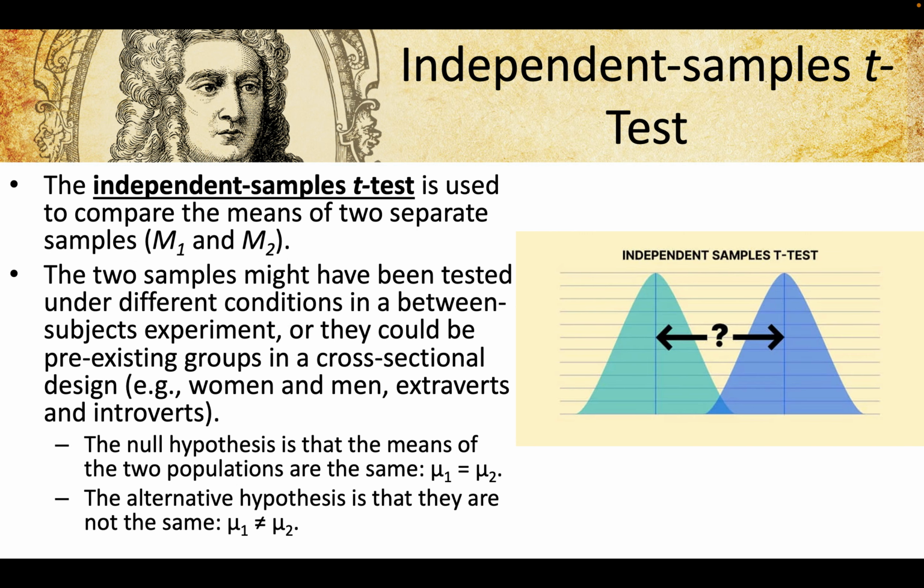The independent samples t-test is used to compare the means of two separate samples. The two samples might have been tested under different conditions in a between-subjects experiment, or they could be pre-existing groups in a cross-sectional design, for example, women and men, extroverts and introverts. The null hypothesis is that the means of the two populations are the same. The alternative hypothesis is that they are not the same.